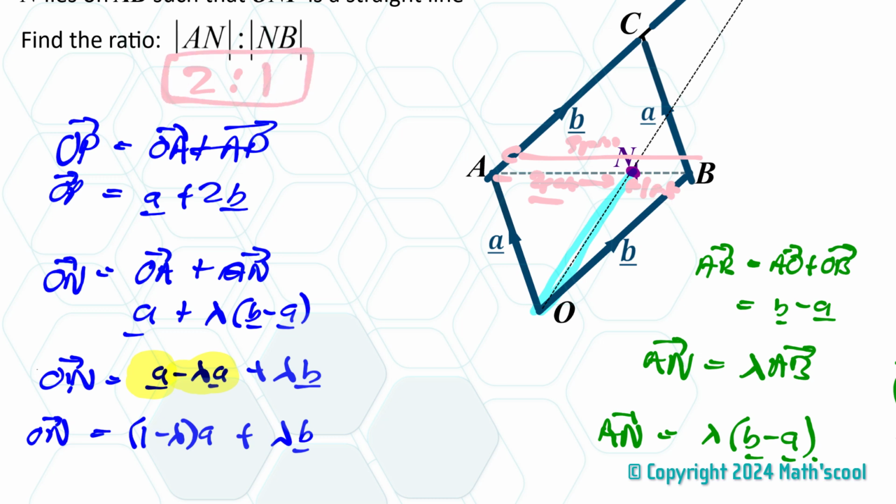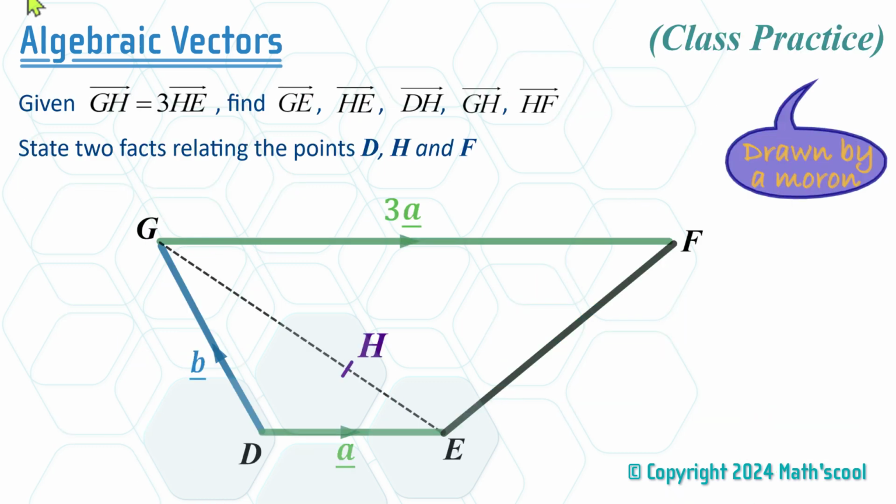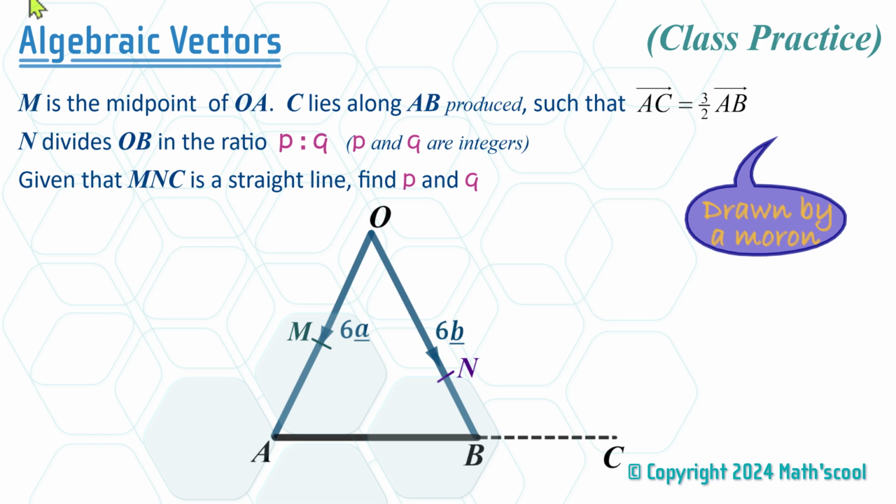That's a really tricky question. If you understood that, and you get more in the class practice, then you've done brilliantly. Okay, so this is the class practice. This is your first class practice. It tells you that GH is 3HE, so that is 3 parts, and that's 1 part, and so the whole thing would be 4 parts. So you can use a little bit of the ratios thing there.